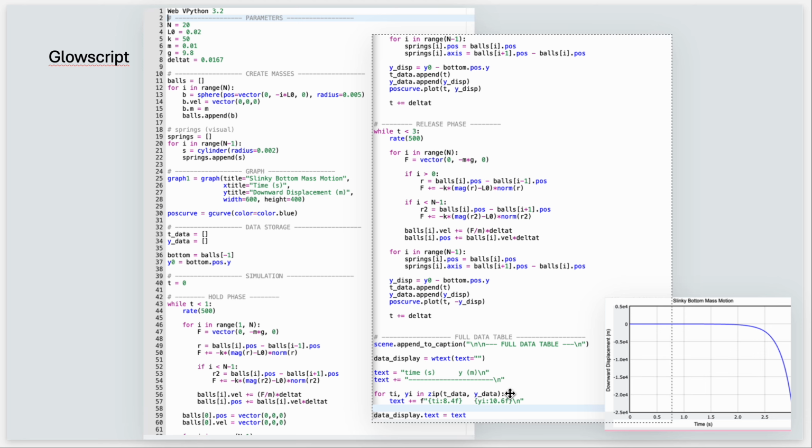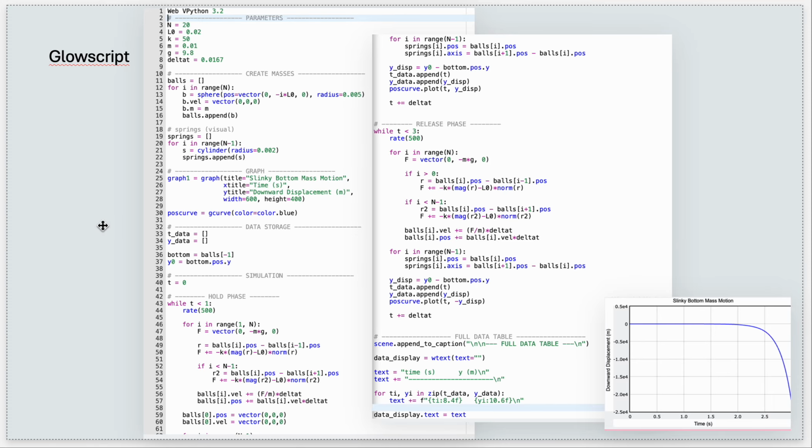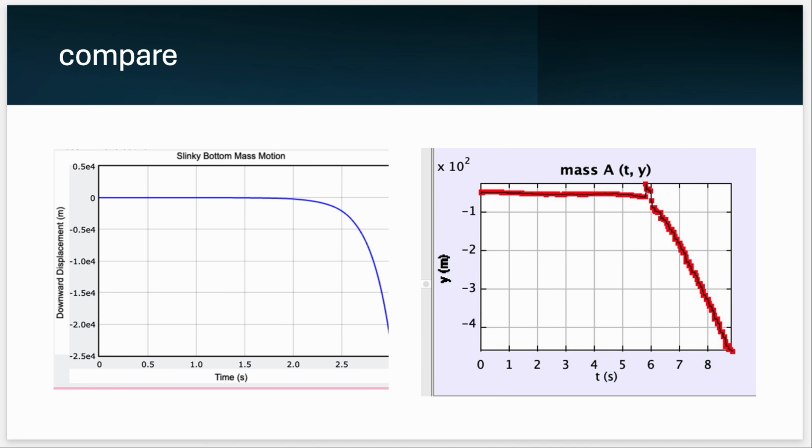Here's all of my GlowScript code. Here is my mass and the simulation. And then where everything actually went down was here. The iteration. And then I tried really hard to get Excel to put all of this data into a graph, but it was just not working with me, so I have to compare them individually.